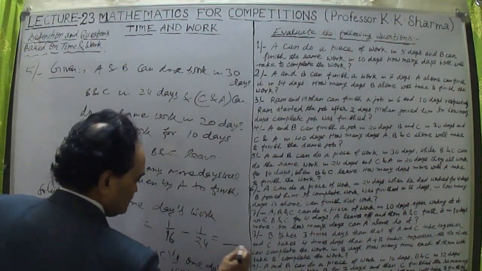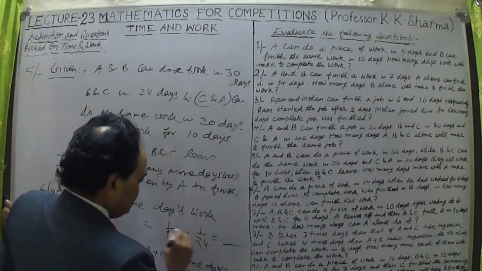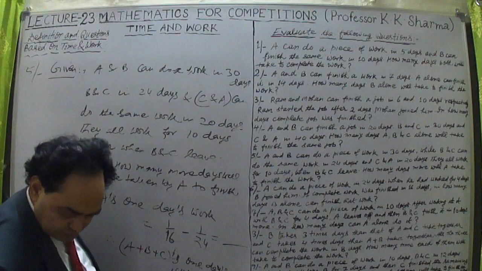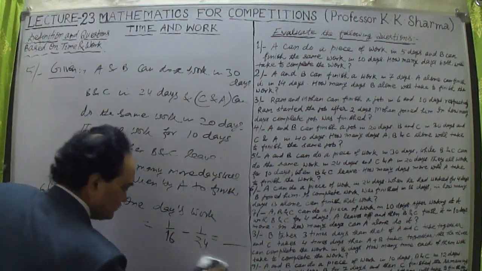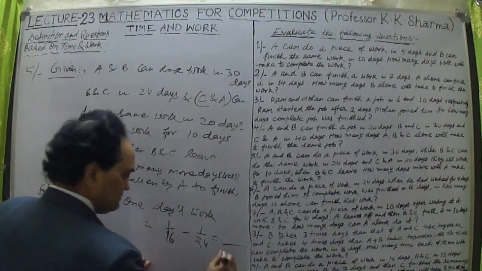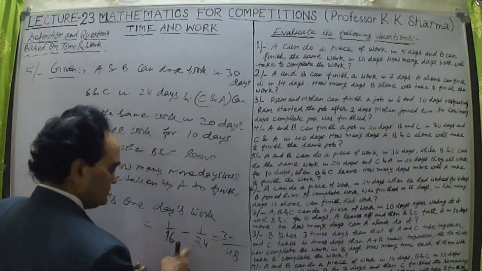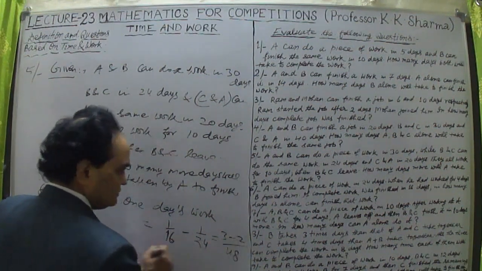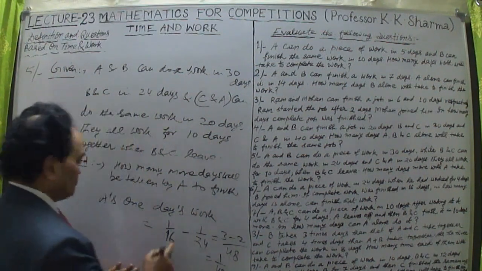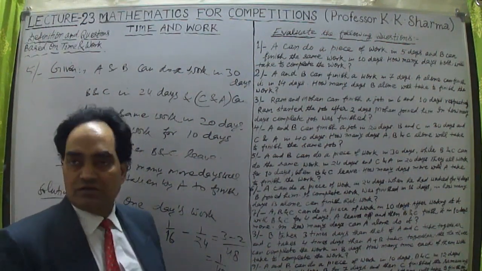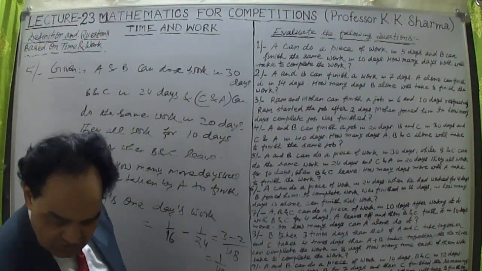So what is the LCM? Let me take the LCM of 24 and 16. So it is 48. 16 3s are 48, 24 2s are 48. So this is 1/48. So A's rate of work is 1/48. A alone will take 48 days to complete the whole work.